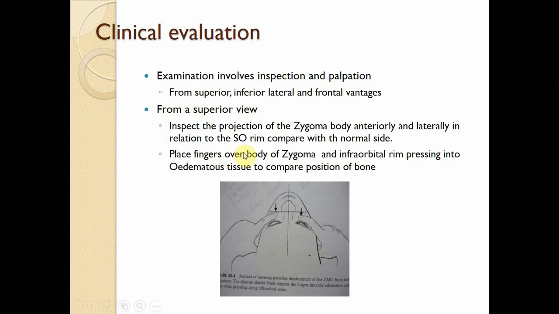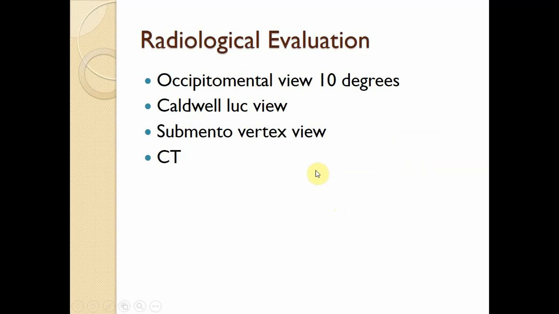Place the finger over the body of the zygoma and infraorbital rim, pressing into the edematous tissue to compare the position of the bone. Compared to the other side, if we see any deformity, that means it will be fractured. So after the clinical evaluation, we go for the radiographic evaluation. What radiographs will we take for the zygomatic maxillary fracture? Mainly the occipitomental view, 10 degree caudal view, submentovertex view, CBCT, 3D CT, like that.